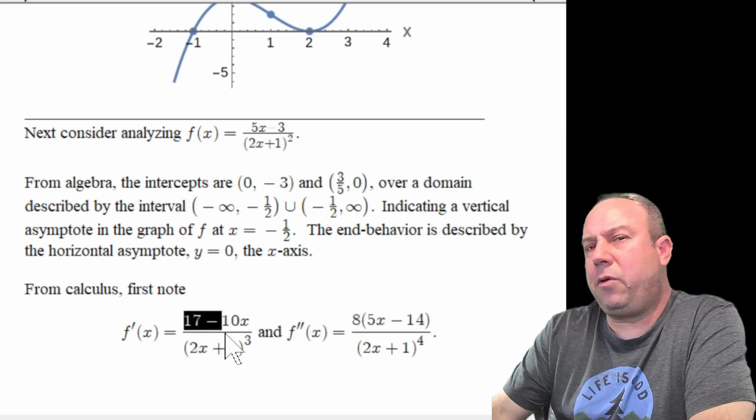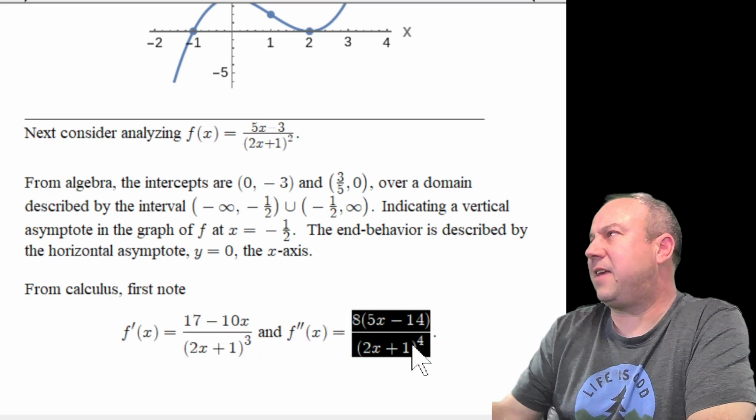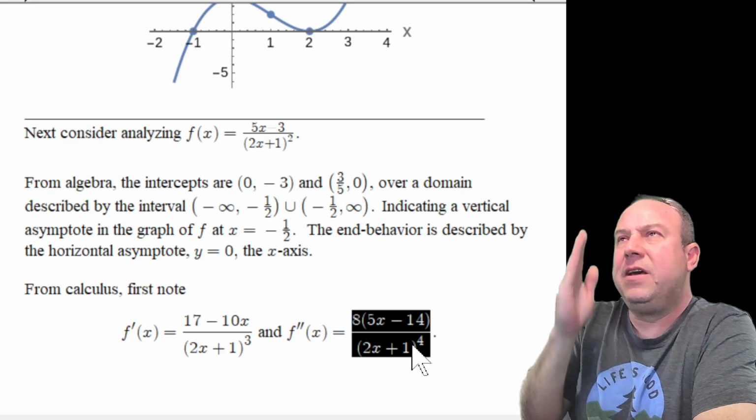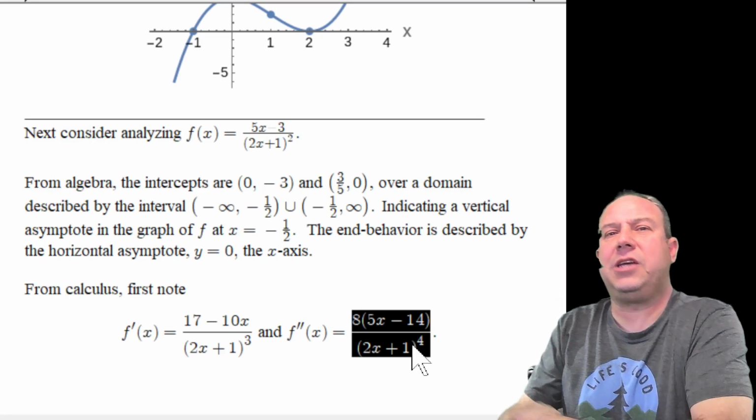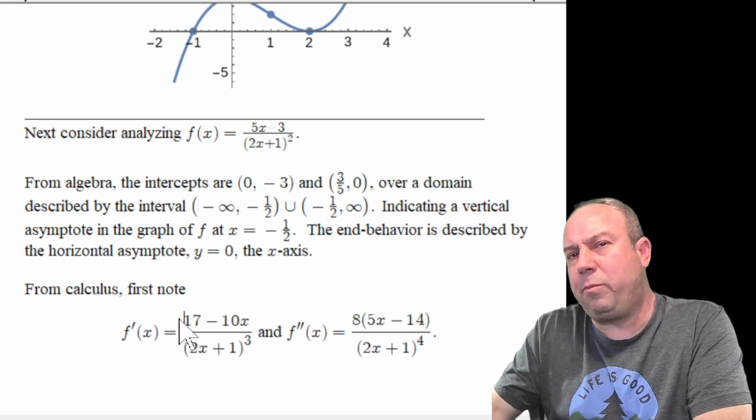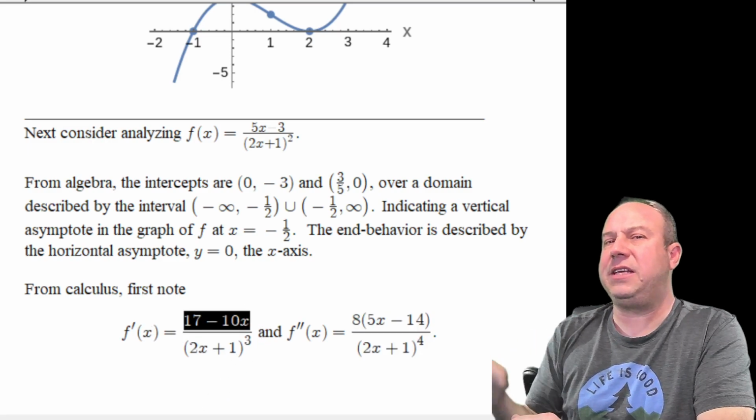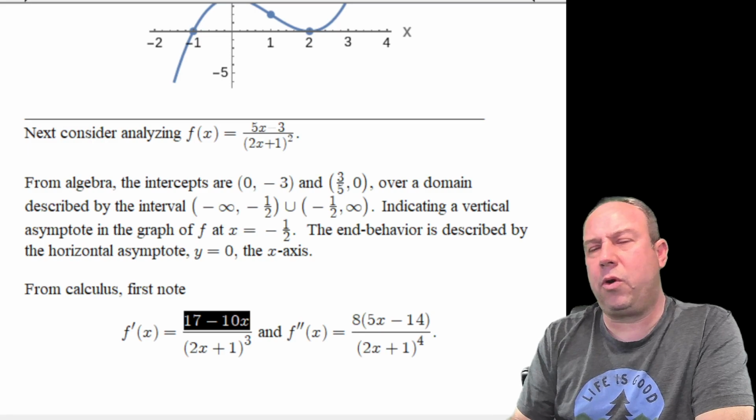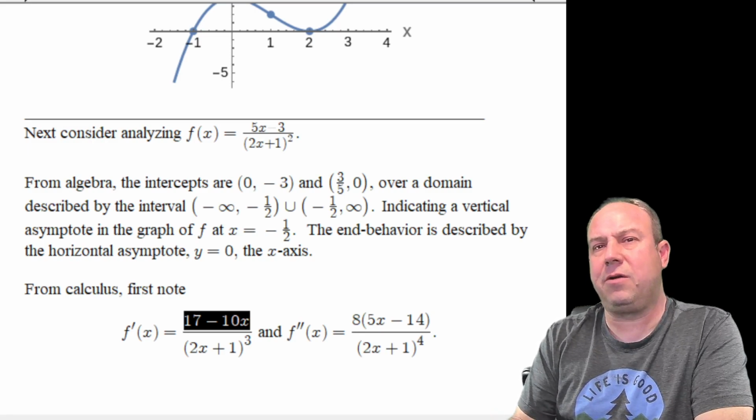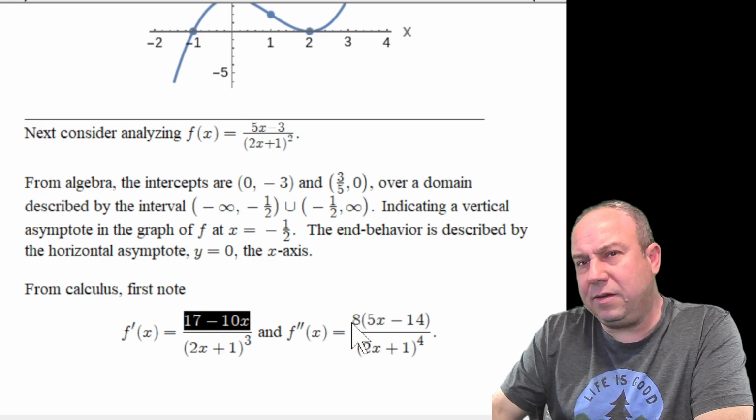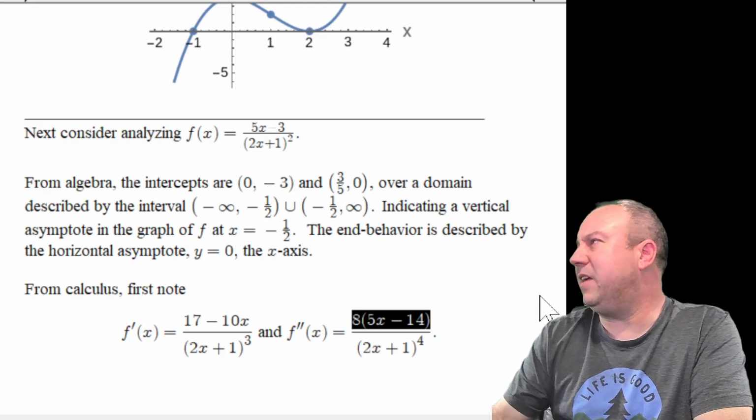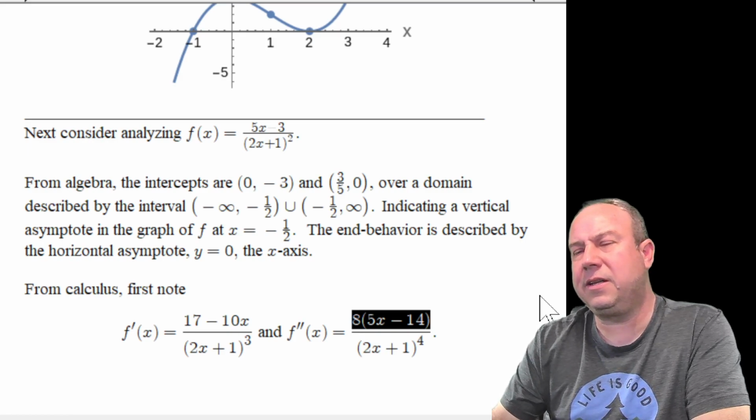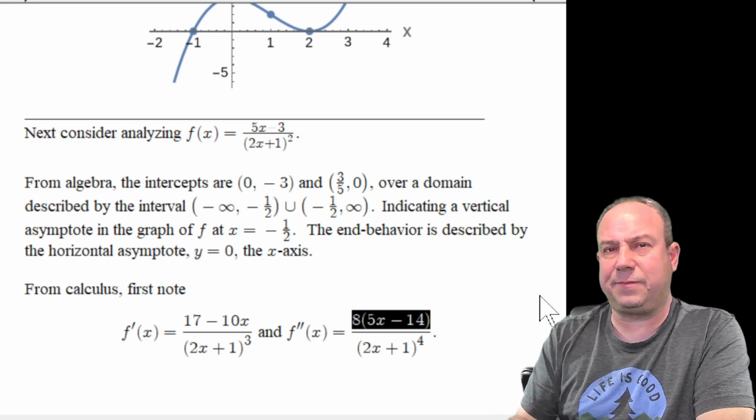Again, what we will notice is both of these do not exist again at that vertical asymptote where x equals -1/2. And again, because we expect a vertical asymptote at that location. In terms of critical points, though, the first critical point will occur at 17/10. Right? That will be our critical point given by f prime of x equaling 0. Our inflection point, it's going to happen at 14/5. Our inflection point will be located at the coordinate where x equals 14/5.